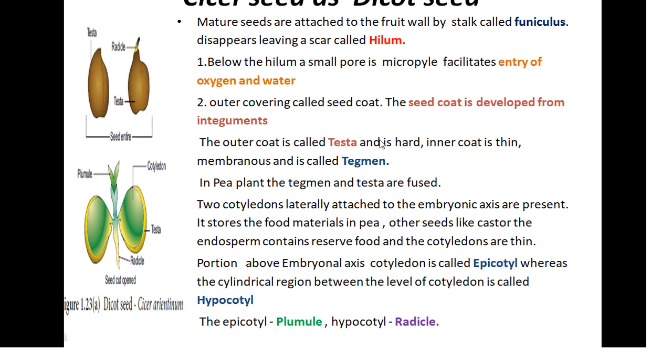If you are taking a pea plant, the tegmen and testa are fused. In some plants, both the inner coat and outer coat are fused, and we cannot differentiate them here. Okay, the two cotyledons. I told you about two seeds, how they are arranged, how they are attached. Look at the picture. It is saying that the two cotyledons are laterally arranged. I explained in the class the medial position and the lateral position. If you see on either side of the axis, you can appreciate the two cotyledons.